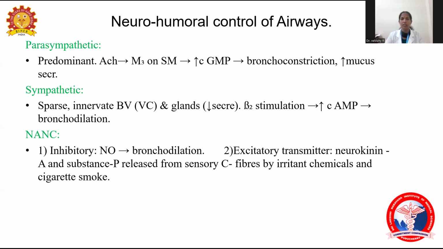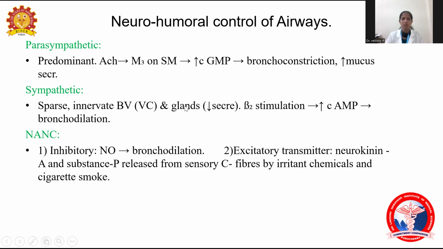So the parasympathetic system is one of the causative factors for bronchoconstriction and bronchial asthma. If you give anticholinergics, or drugs which block the cholinergic system, it leads to bronchodilation. The second group is the sympathetic system.